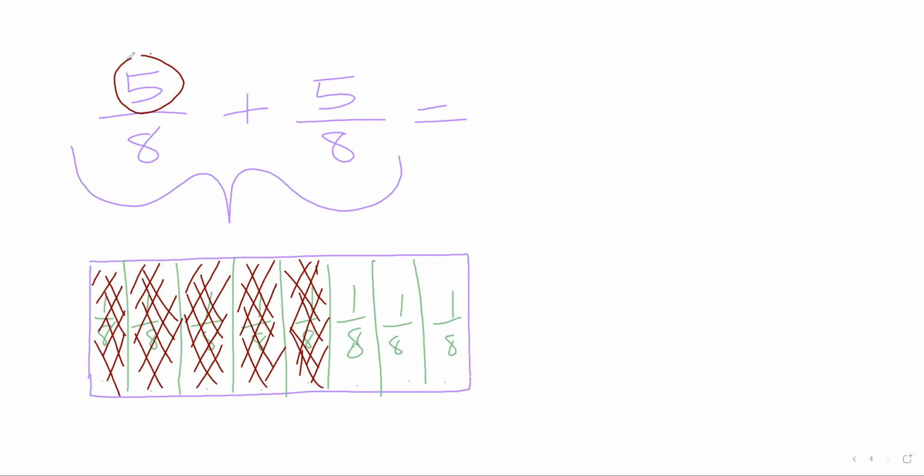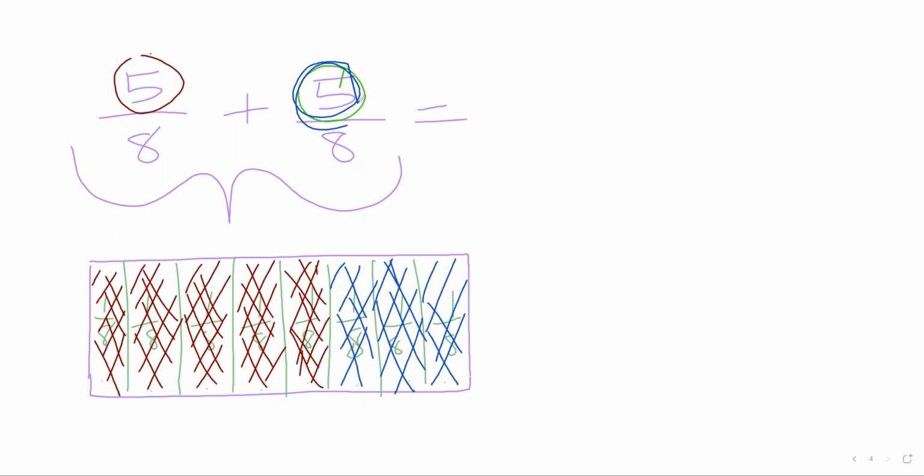And then my second numerator is 5 as well. Oh, maybe I shouldn't have used green. Let's use blue. Okay, so it's 5. So I'm going to shade in 5. 1, 2, 3. Oh, wait, I don't have any more to shade in. I'm supposed to shade in 5, but I don't have 5 to shade.